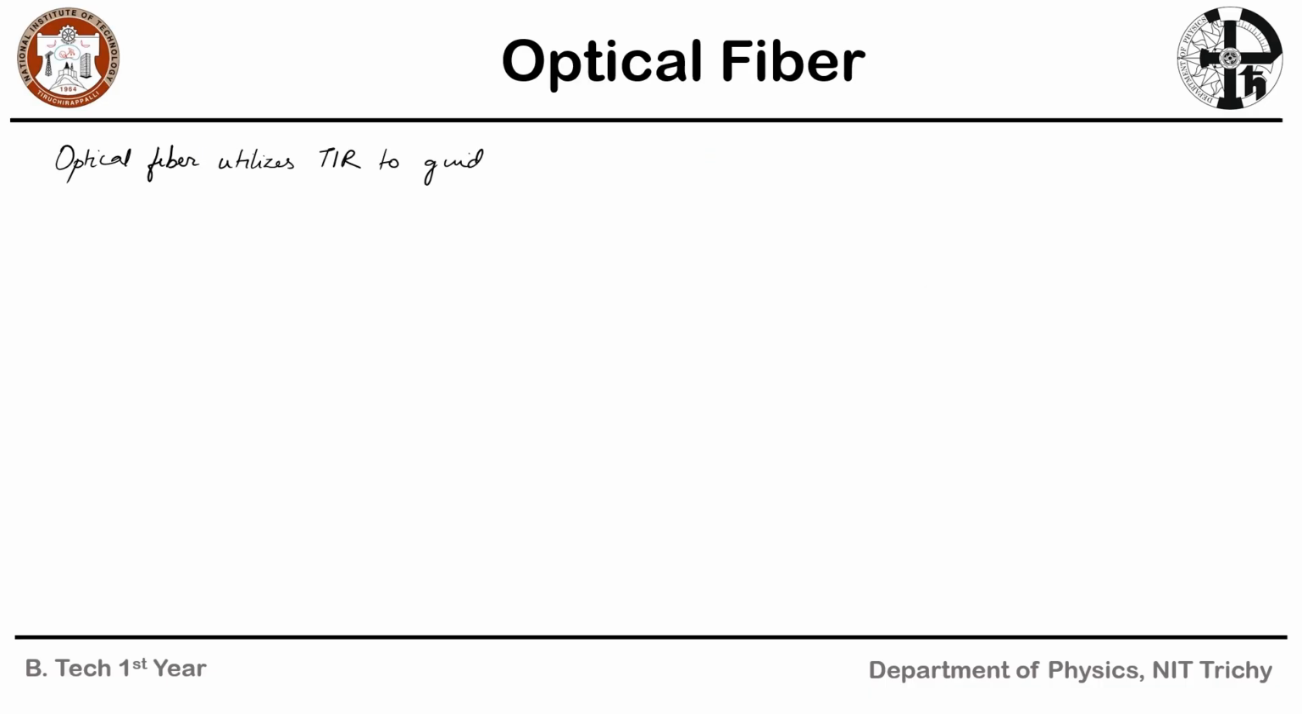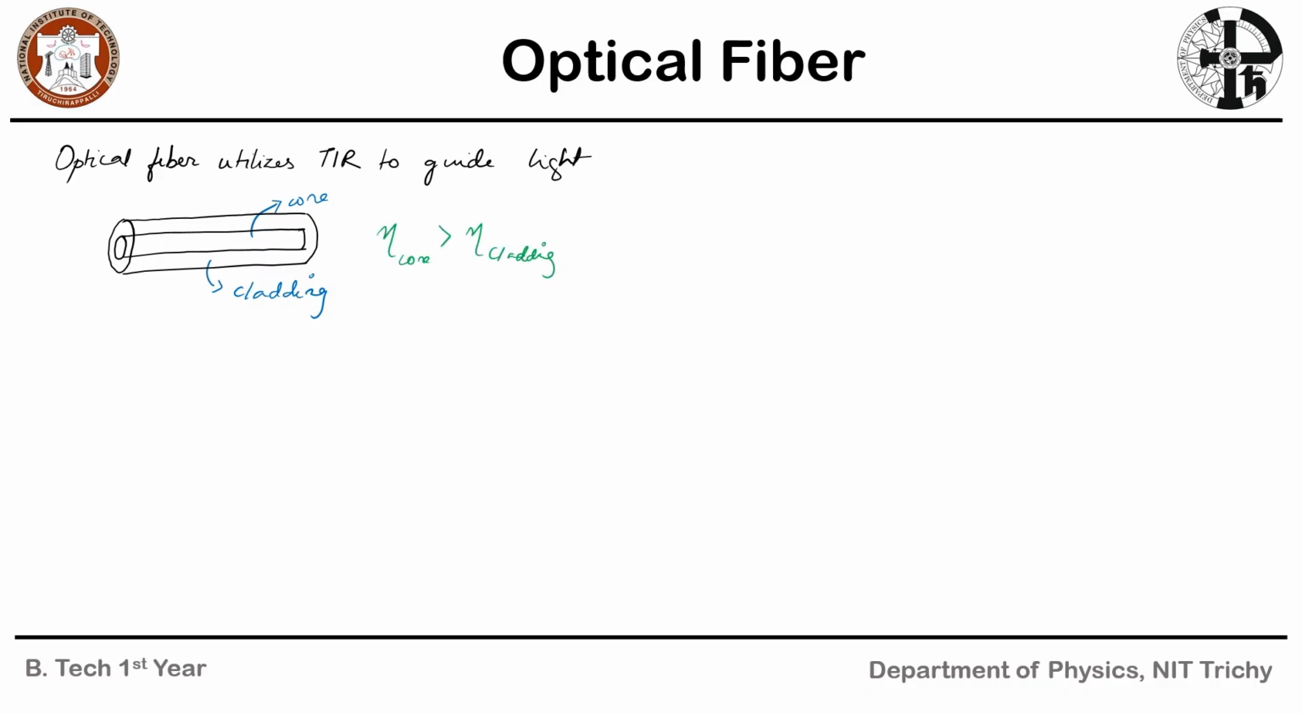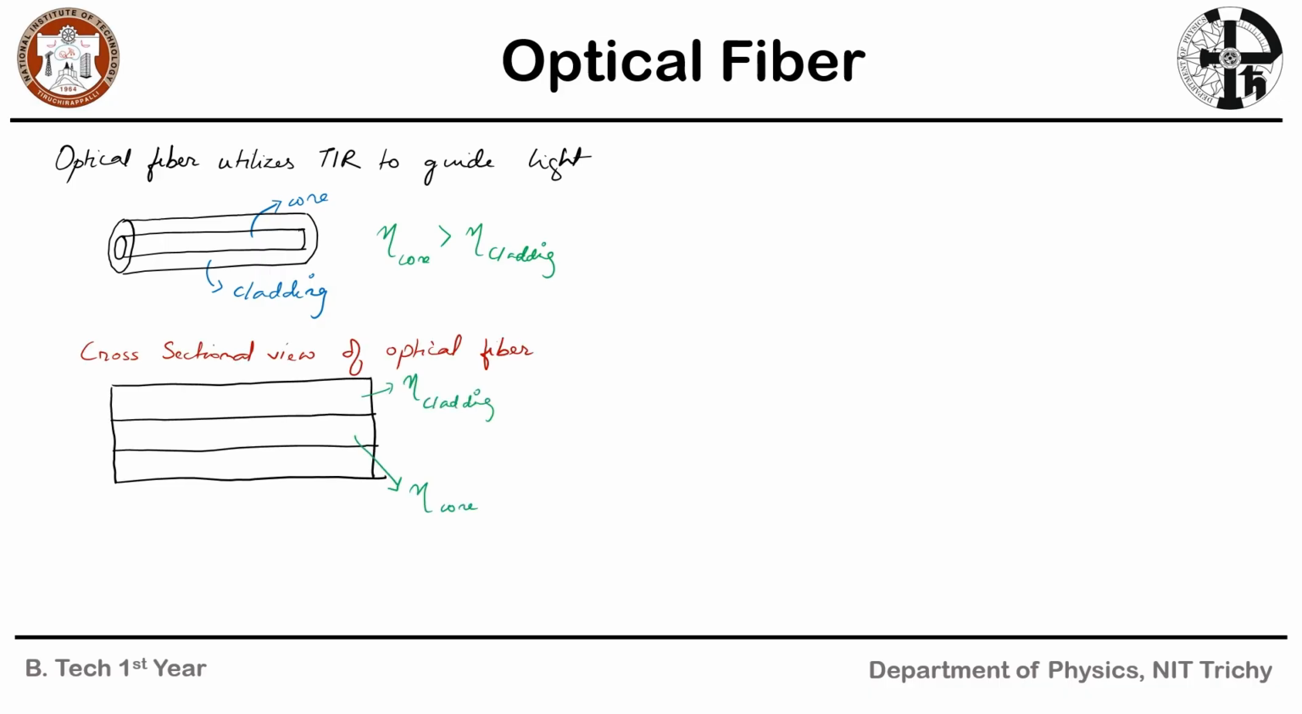Optical fiber utilizes total internal reflection to guide light. The structure of an optical fiber consists of two solid concentric cylinders. The inner cylinder is known as the core and the outer cylinder is known as the cladding. The refractive index of the core is greater than the refractive index of the cladding. Here, we can see a schematic diagram of a cross-section view of an optical fiber. Now, if we send light to the core-cladding interface, when angle I is greater than the critical angle, then total internal reflection will take place.